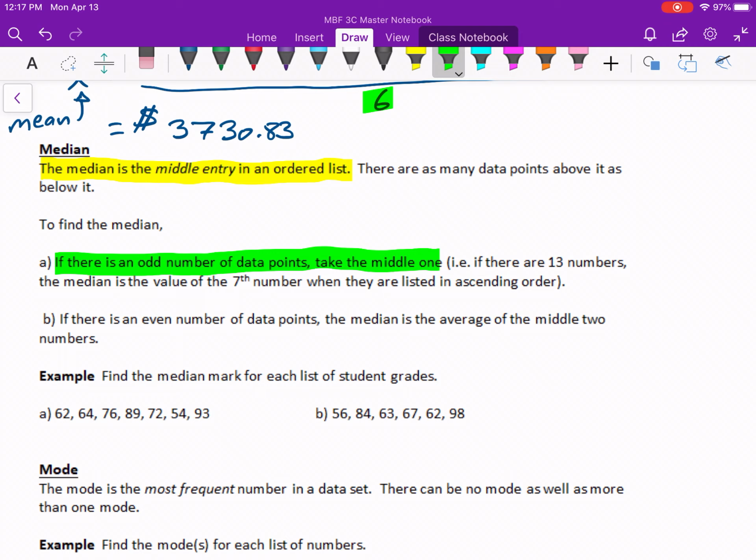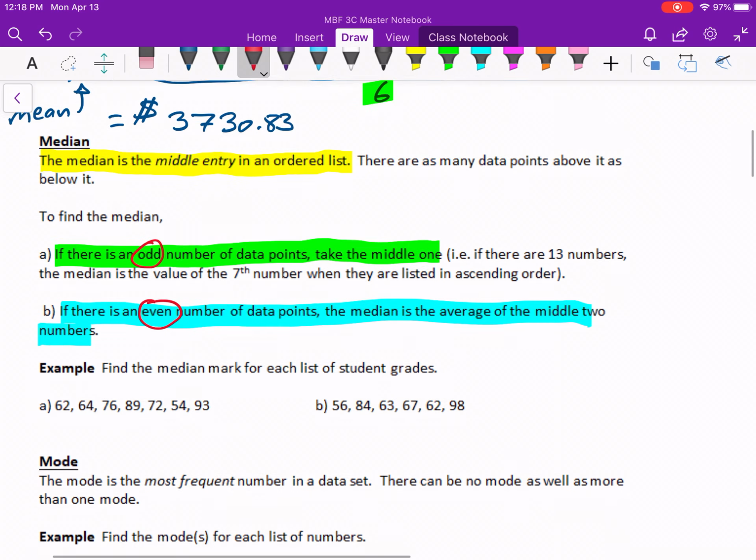For 6 people, if you try to take the 6th person in the line, the same problem occurs. So if there's an even number of people, there's no one person in the middle. So what you do is you take the average of the 2 middle numbers. And again, that gets us right down the middle. So we have to pay attention to whether we're dealing with an even number or an odd number of pieces of data when we're doing the median. That matters. So find the median mark for each list of students' grades.